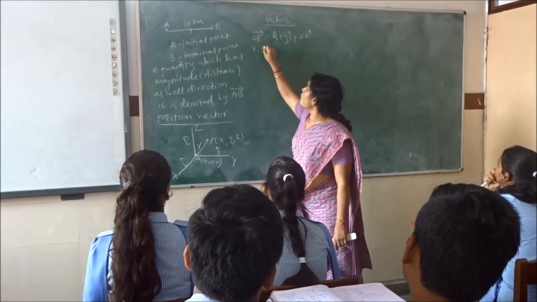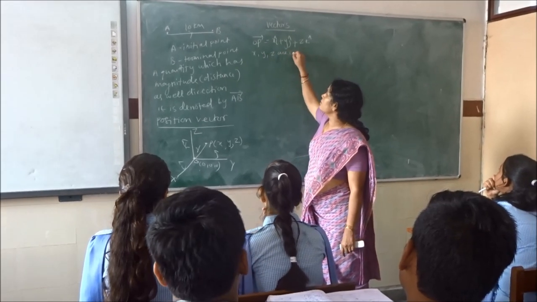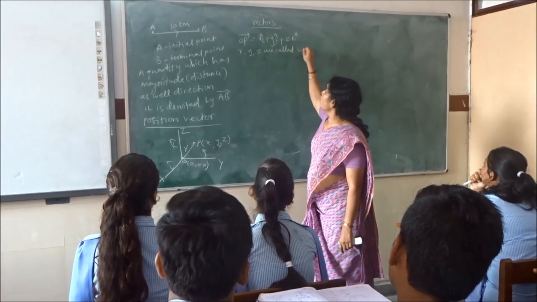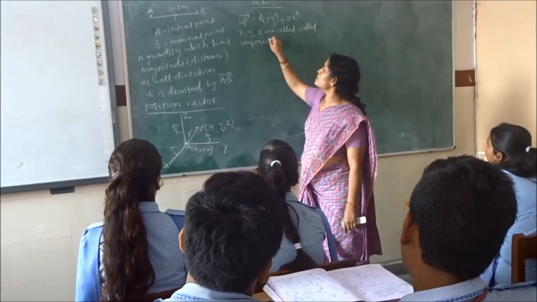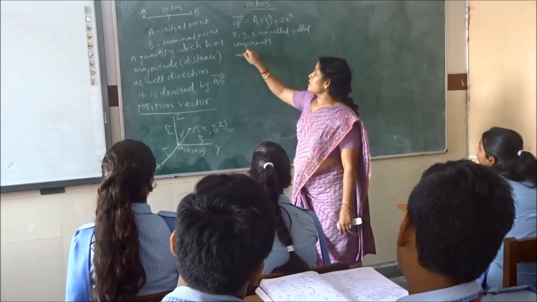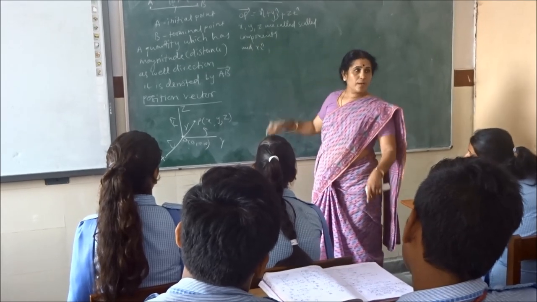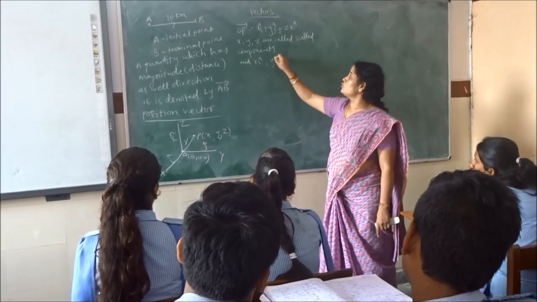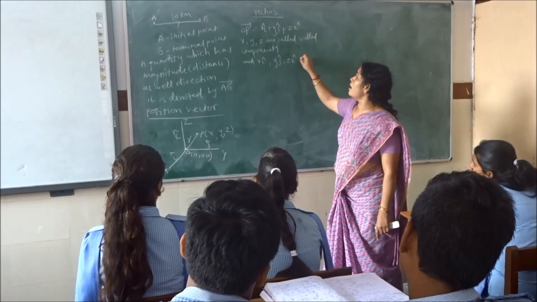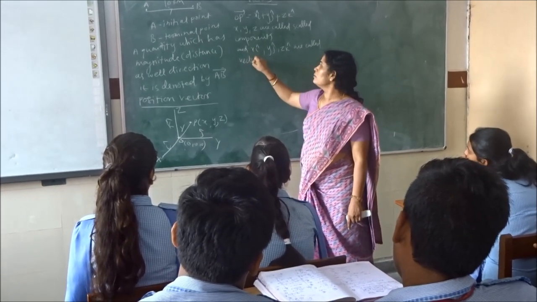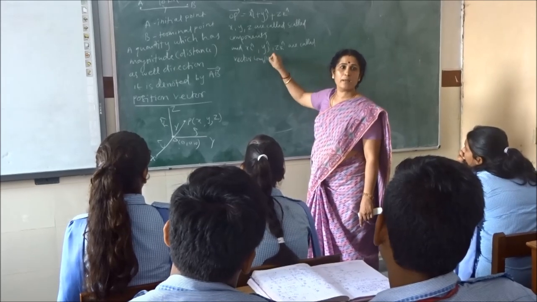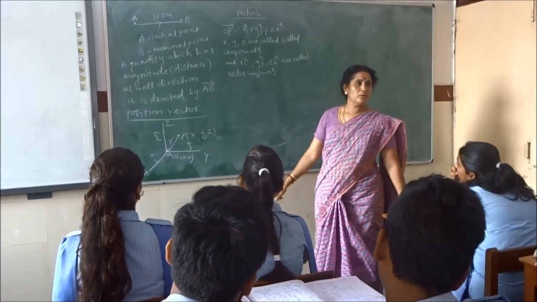These x, y, z are called scalar components. And x i cap, y j cap, z k cap are called vector components. Clear to you? What are scalar components? What are vector components?